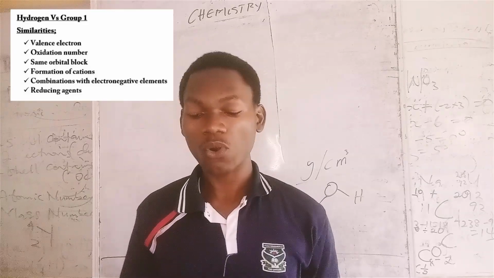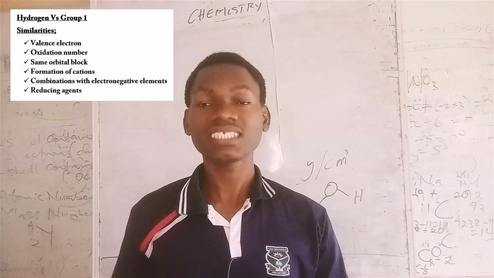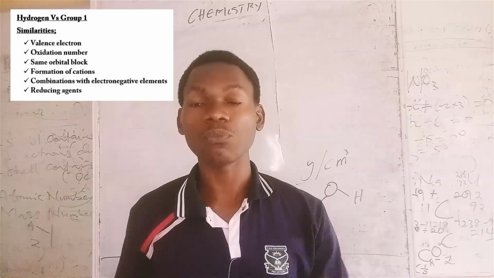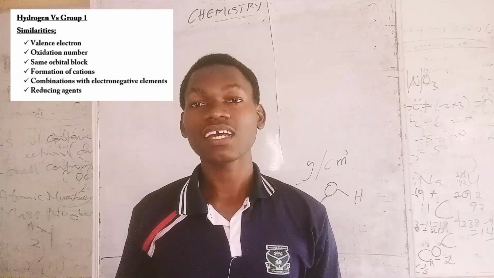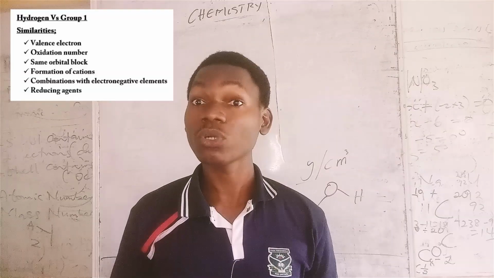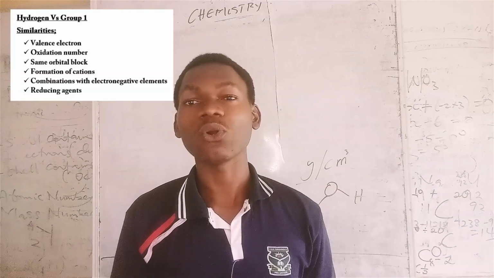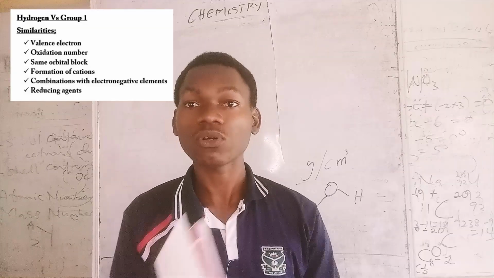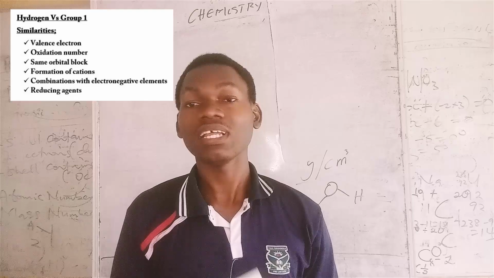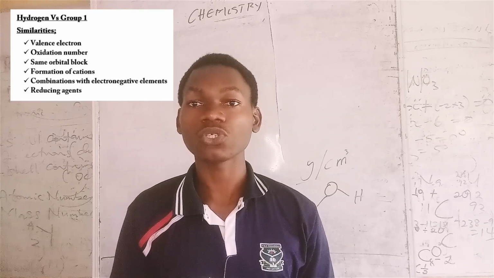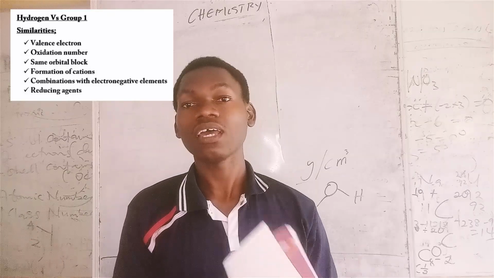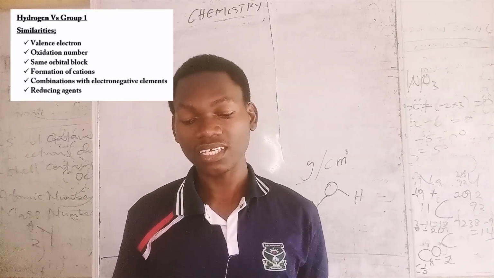Number three is the same orbital block. We know that when writing the electronic configuration of the elements in group 1, they all have their last orbital to be the s block. So hydrogen is classified in group 1 because it has the same s block. It falls under the same s block as all other group 1 elements. So the last block in its orbital configuration is the s block, same with all other group 1 elements. So that's number 3 similarity.